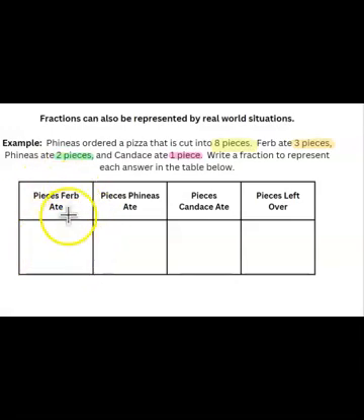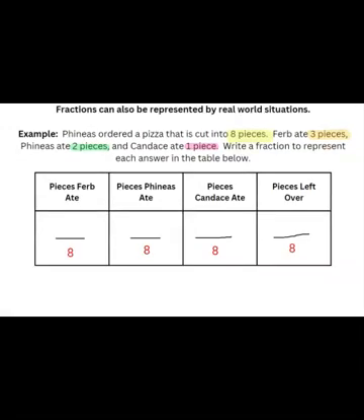The first thing it asks us for is the pieces that Ferb ate. Before I even start thinking about Ferb, how many total pieces of pizza did we have when we ordered this pizza? We had 8 pieces. So out of all of our fractions, they should all have the same denominator of 8. So I'm going to go ahead and put an 8 under each fraction to make sure they all have the same denominator. Now that we have all of our denominators, we can talk about each individual person.